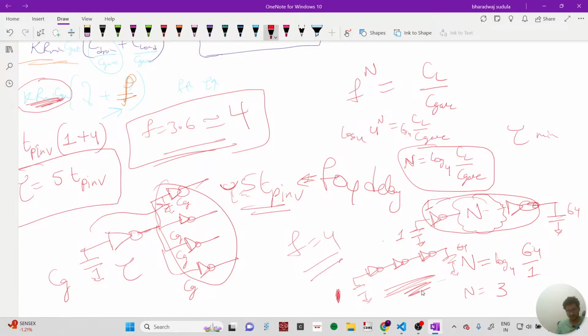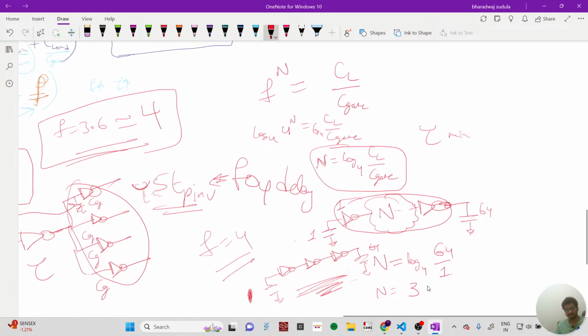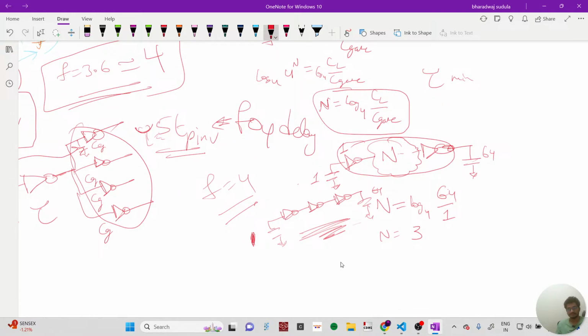If you want to see how it is being optimized, see tau, 5 C gate. This is entirely TP inverter.